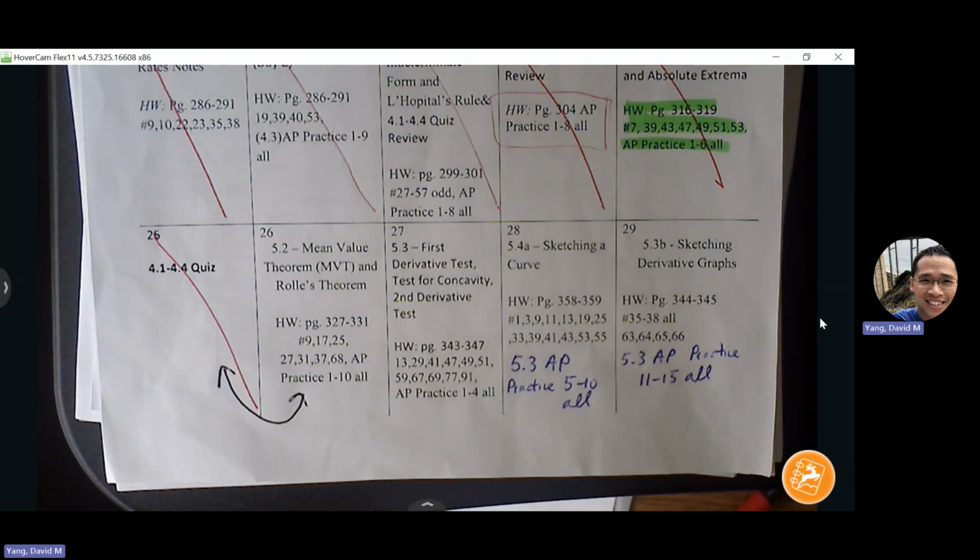Tomorrow, we're going to see if we can sketch a derivative graph. So AP exams, they love to do this. They love to give you a derivative graph and ask you information about the original graph. So we'll have to explore that in terms of if you're looking at a derivative graph, can you tell me information about how the original graph is behaving?